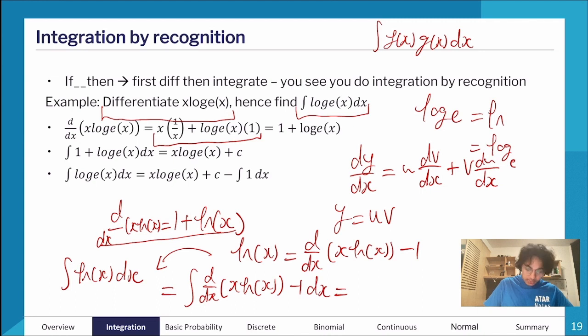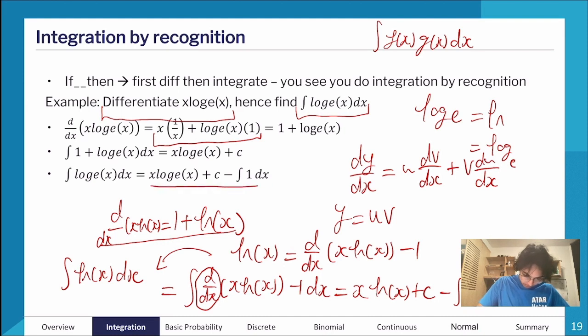When I take the integral of a function that's being derived like that, the integral and the derivative just cancel out. So what I'm left with is x ln of x plus c, minus the integral of 1 dx. The integral of 1 dx is just x. So that's just x ln of x minus x plus c.